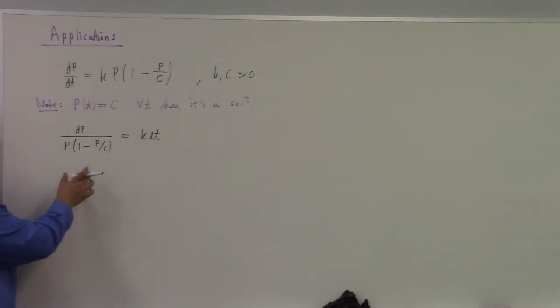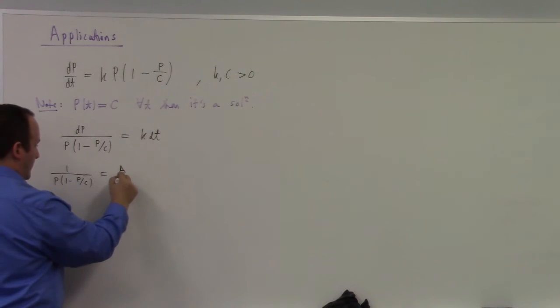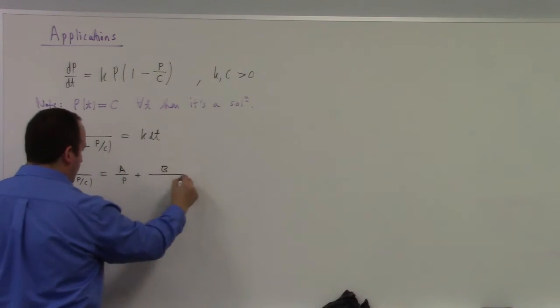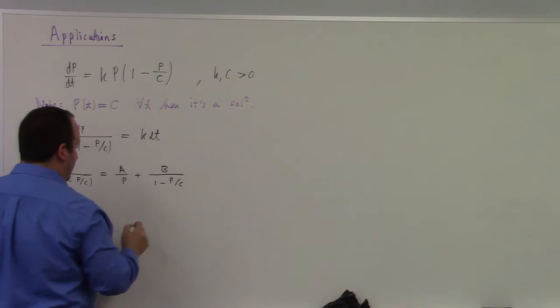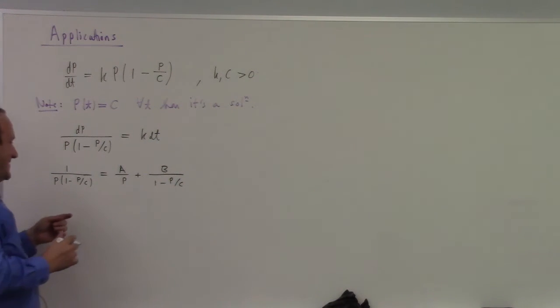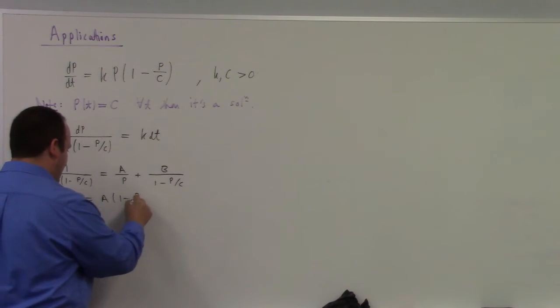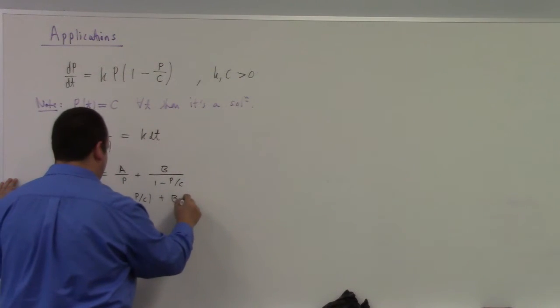Now, how do you integrate something like that? Well, let me remind you. If I have 1 over P times (1 minus P over C), that should be equal to A over P plus B over (1 minus P over C). What's the algebra I'm doing here? That's called what? Partial fractions. Partial fractions is what I'm doing. Yeah, that's stuff in Calc 2. It's back. Okay, so, sorry, it makes me happier than it should. 1 equals A times (1 minus P over C) plus B times P.